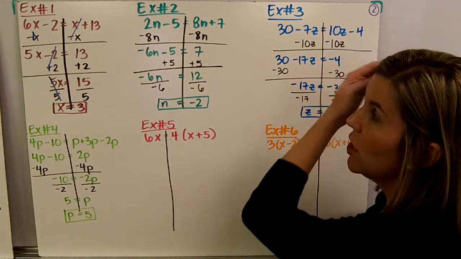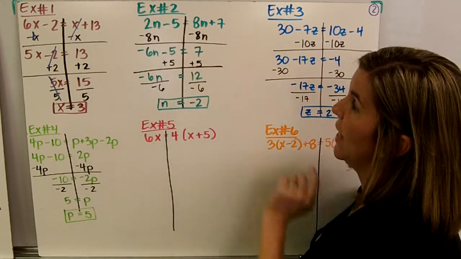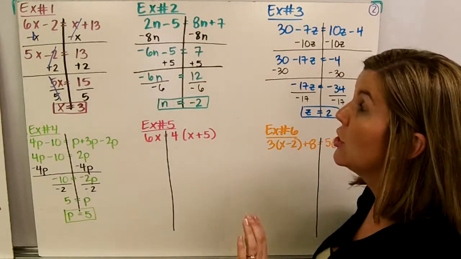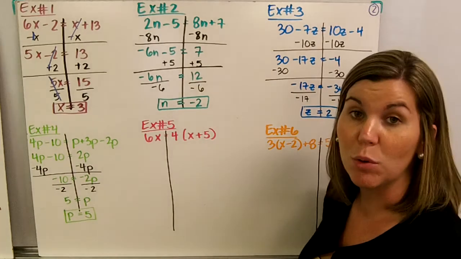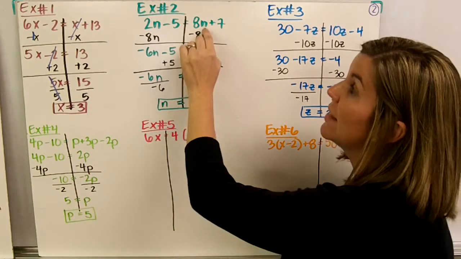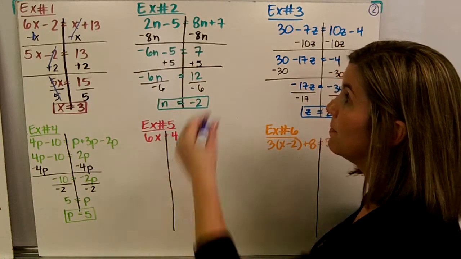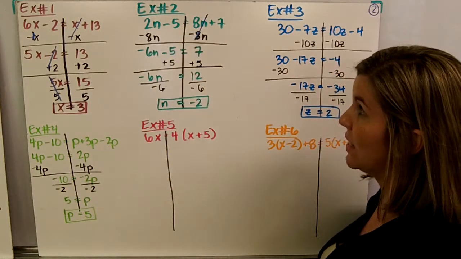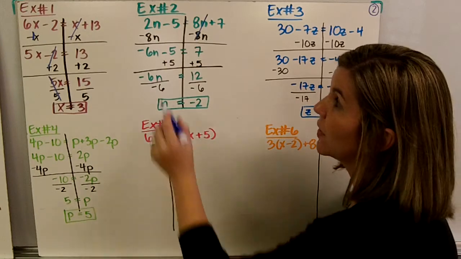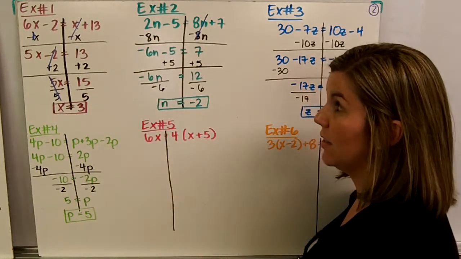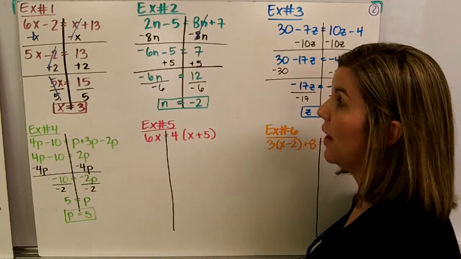Example number 2. 2n minus 5 equals 8n plus 7. Again, I have variables on both sides of the equal sign, so I need to move them all to one side, and I'm going to move them to the left. This is a positive 8n, so I'm going to subtract 8n from both sides. These cancel. Bring down 7. 2n minus 8n is negative 6n. Bring down the minus 5.